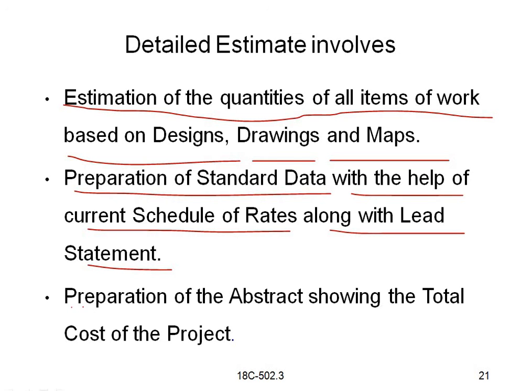And next is preparation of the abstract showing the total cost of the project. So in the preliminary estimate or detailed estimate we have to show the total cost of the project, how much the cost of the project will be, and how much amount should be sanctioned. That will be prepared in the abstract, showing the detailed cost of the project. In the detailed estimate, the table also has serial number, description of item, length, breadth, depth, quantity, total quantity and remarks. This will be in tabular form, whereas the detailed estimate will be shown.